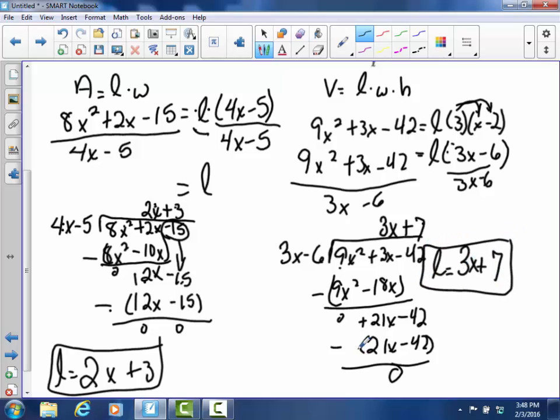All right, so now you need to get going on your dividing polynomials worksheet.